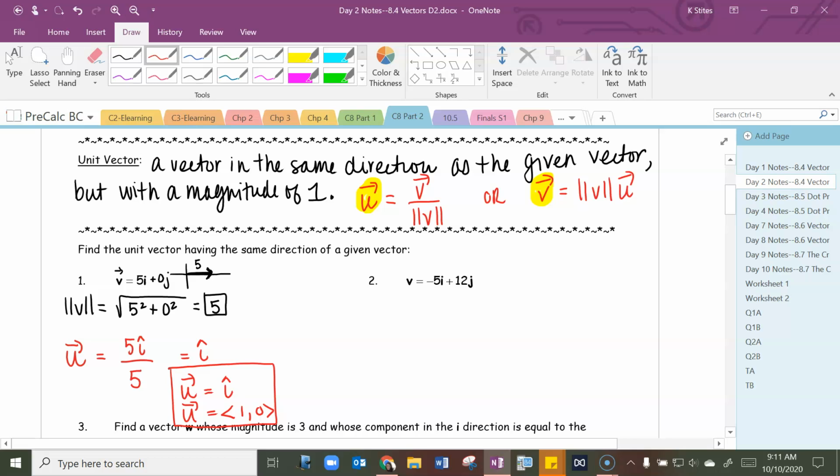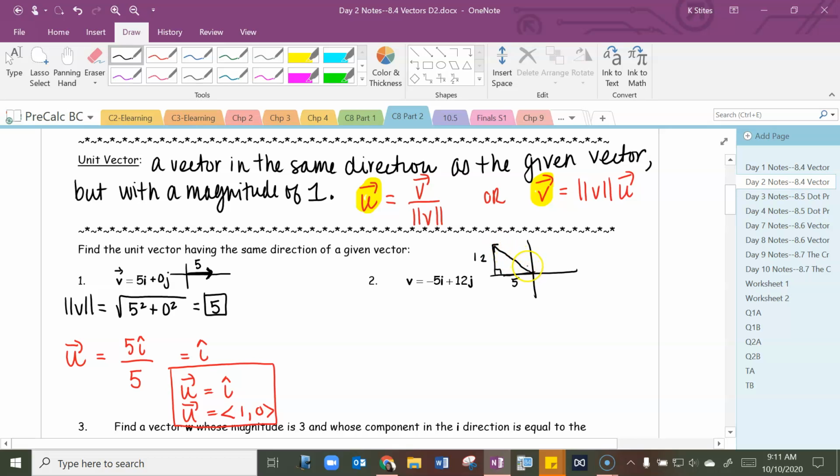All right, let's try another one. So here we have this vector, negative 5i plus 12j. So remember, negative 5 means you're going in the negative x direction, 5, and then up 12. And we have this arrow right here. Okay, that's basically what's happening.